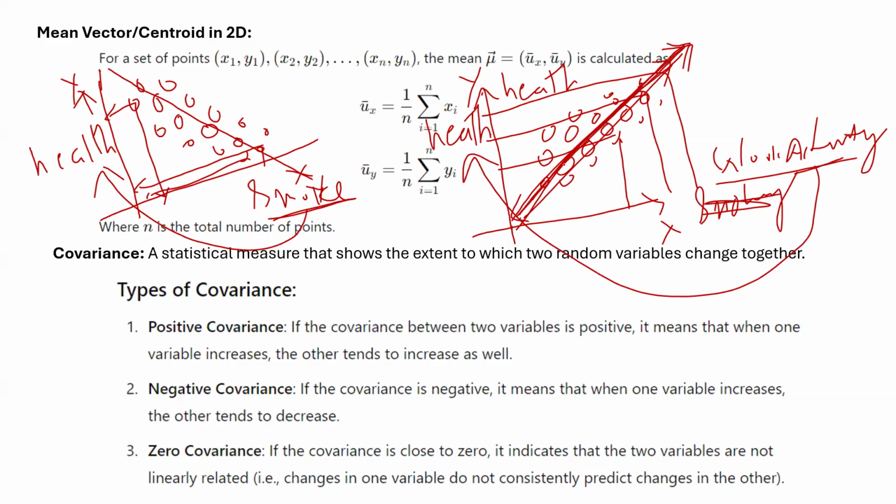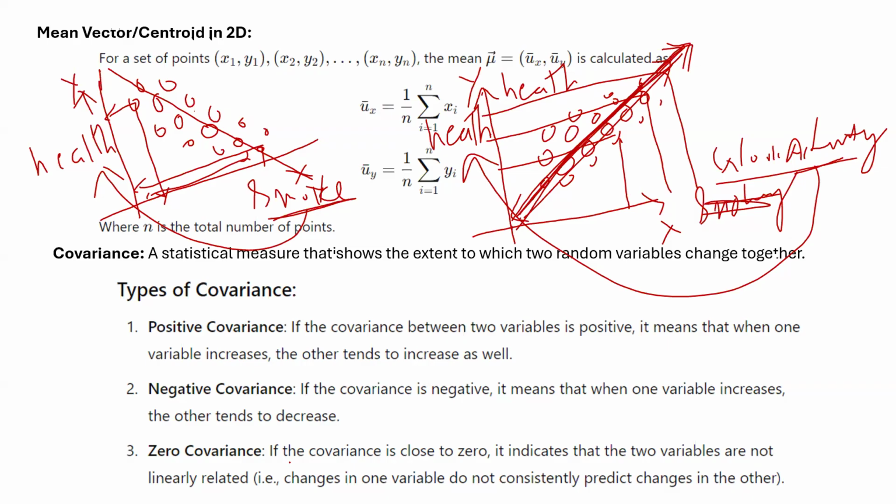Yes. Okay, now let's understand what zero covariance is. Zero covariance says if the covariance is close to zero, it indicates that the two variables are not linearly correlated. That is what zero covariance actually means. So what does not linearly related mean? There is no relation between the two random variables that we are choosing.